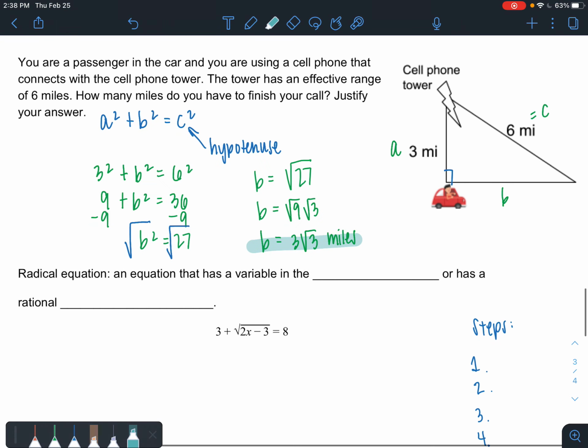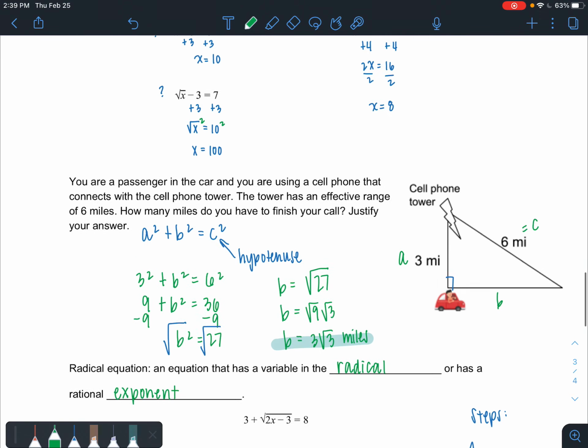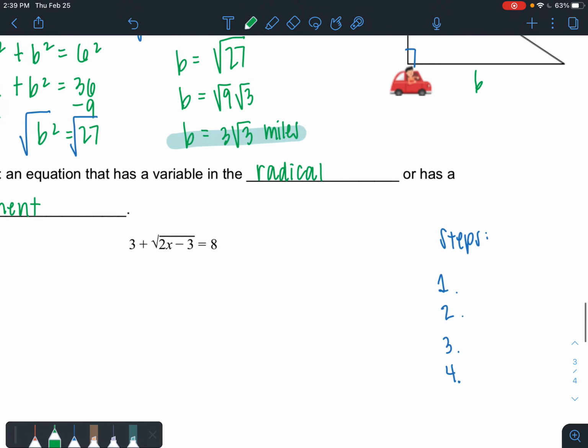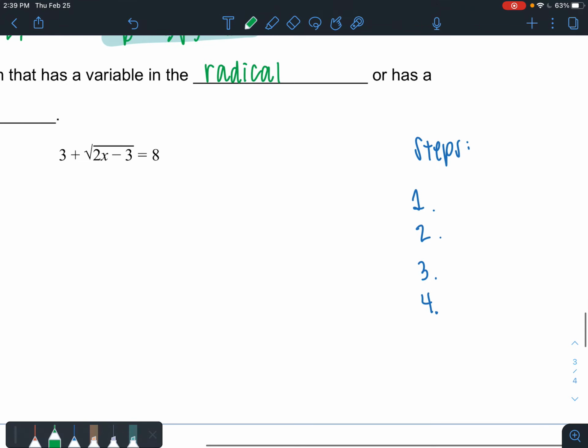A radical equation has a variable under the radical, or in the radicand, or has a rational exponent. All right, and so then here are the steps to solve here. We've already been doing some of these, but step 1, we want to isolate our radical. Okay, so let's do that by subtracting 3 from both sides.